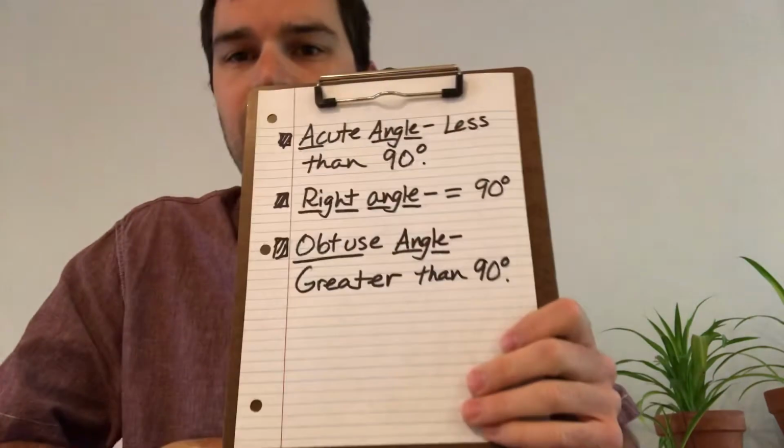Just for a quick reminder, I wanted to go over what an acute, a right, and an obtuse angle are. Remember, an angle is formed at a vertex where 2 lines or 2 sides meet, and that creates an angle on the inside part. An acute angle is less than 90 degrees. Remember, 90 degrees is right here. Acute would be less than 90 degrees, whether it be just slightly in or almost all the way down.